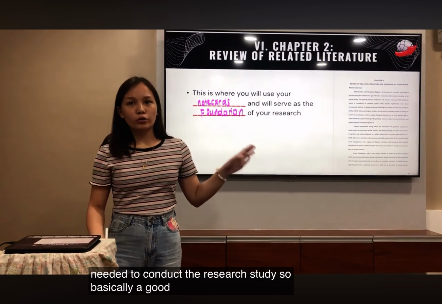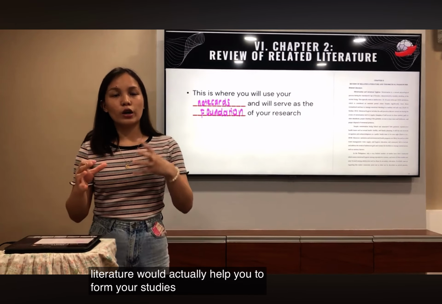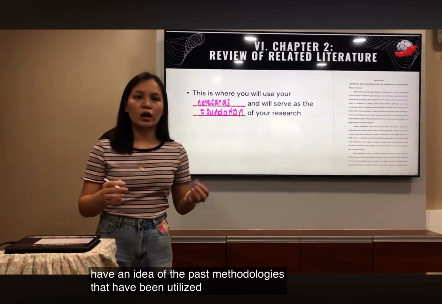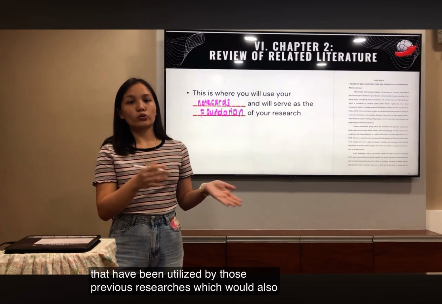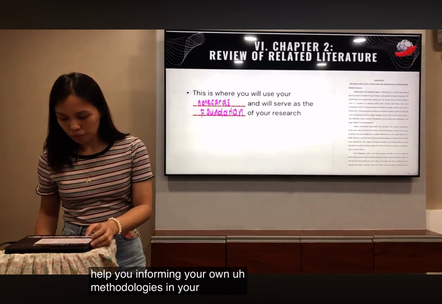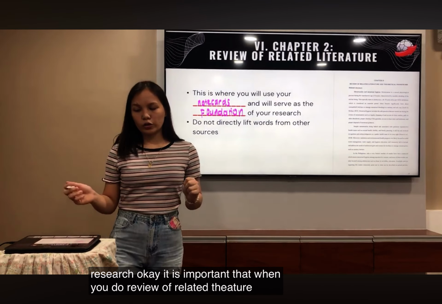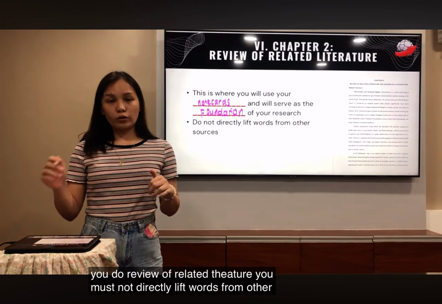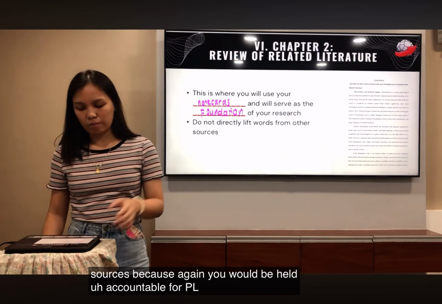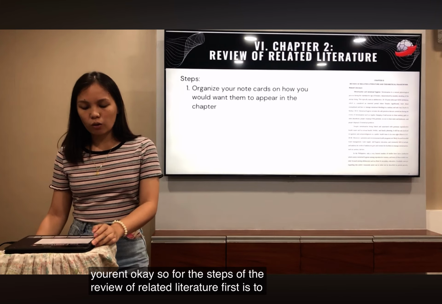So basically, a good review of related literature would actually help you to form your studies. You would also be able to have an idea of the past methodologies that have been utilized by those previous researches, which would also help you in forming your own methodologies in your research. It is important that when you do review of related literature, you must not directly lift words from other sources because again, you would be held accountable for plagiarism.